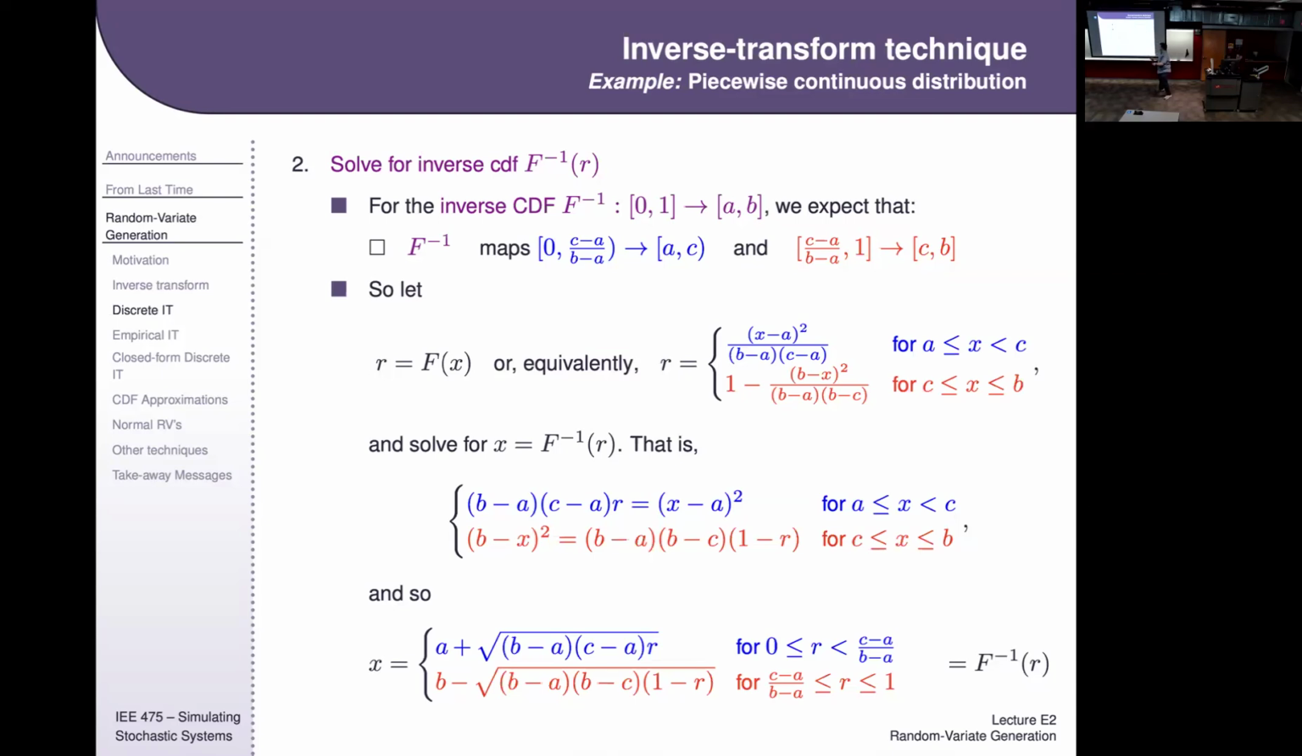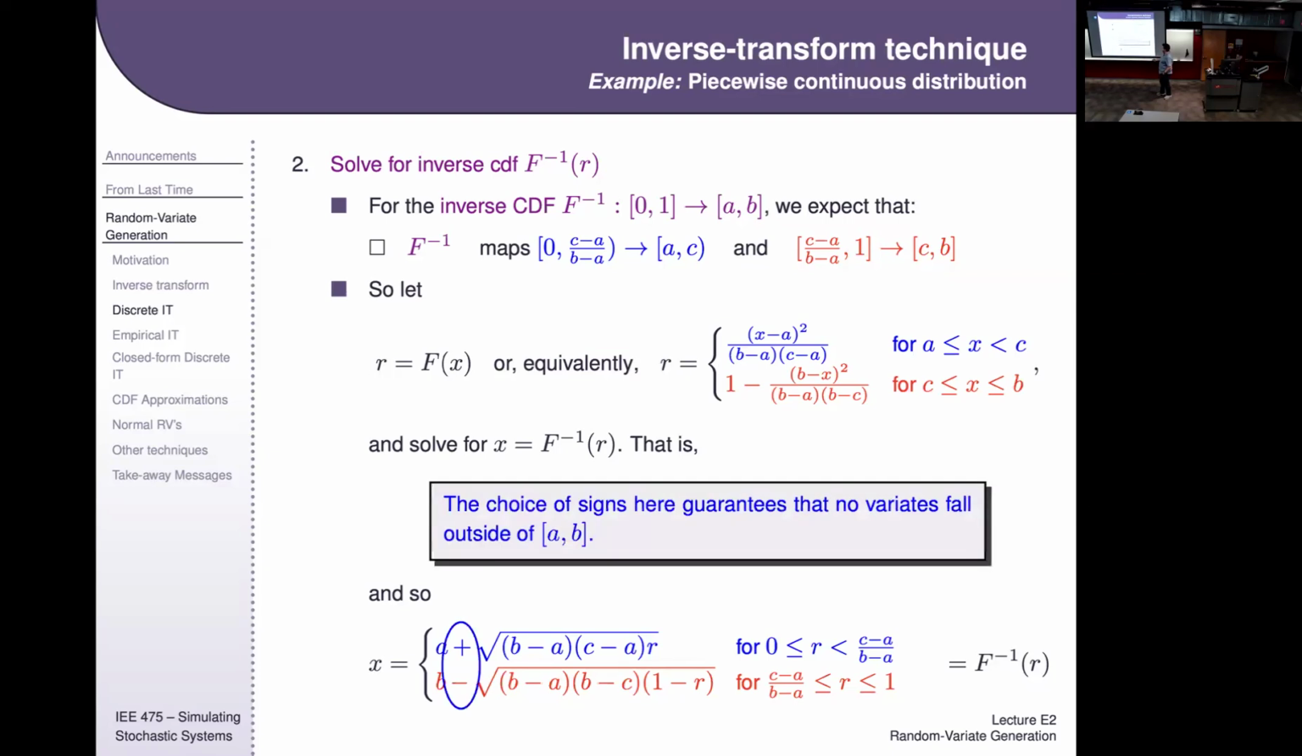Now, the tricky thing here is because there were squares involved, I had to take square roots. So I had to choose the plus and the minus here to ensure that for this R range, I got the right X range. When my R is between these values, I want to make sure my X is greater than A. So that's why it's A plus. When my R is between these values, I want to make sure my X is less than B, which is why it's B minus. So that's how I choose the plus and minus. It's not always plus, it's not always minus. It depends on whatever X is supposed to be.